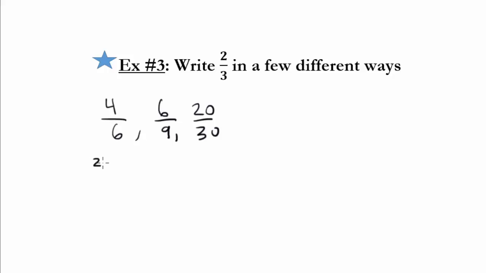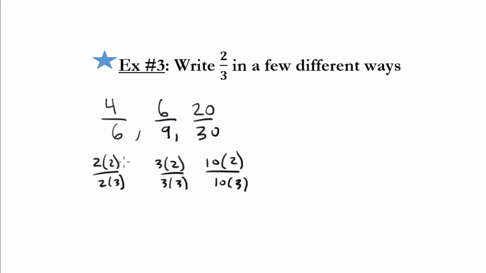4/6 is nothing more than 2 times 2 over 2 times 3. 6/9 is 3 times 2 over 3 times 3. 20/30 is 10 times 2 over 10 times 3, right? And you'll notice that all of these are nothing more than a hidden 2/3, where the top and the bottom, the numerator and denominator, are just being multiplied by the same number. In this case, it's being multiplied by 2, or by 3, or by 10, or in fact by any old number. This is the key to proportional relationships.